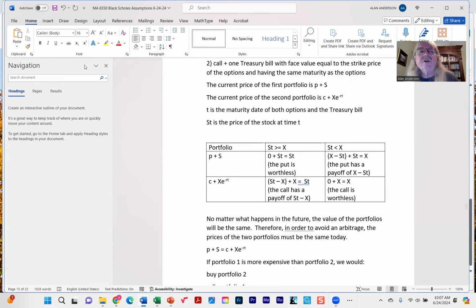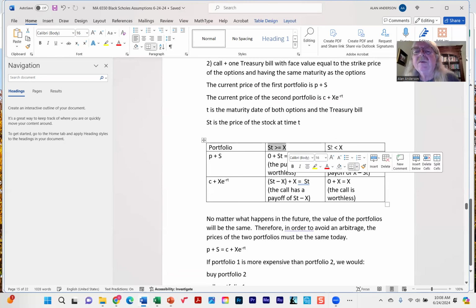So in the future, on the maturity date of these options, there's really only two things that can happen. The stock price at time T, which I'm writing as ST to distinguish it from S, which is today's price, is either greater than or equal to X, or it's less than X. Those are the only two things that can be true. It doesn't matter for our purposes here how high the stock price is going up or how low it's gone. All that matters is this part right here. We can break this up into two scenarios.